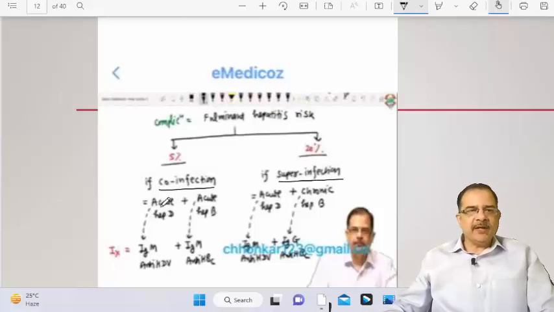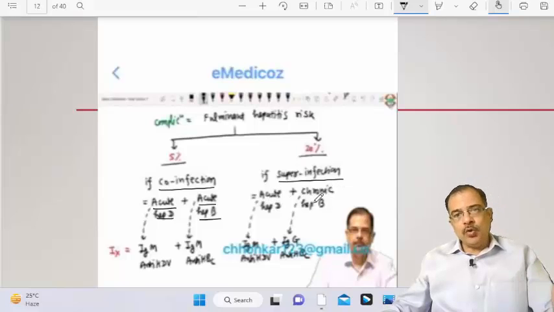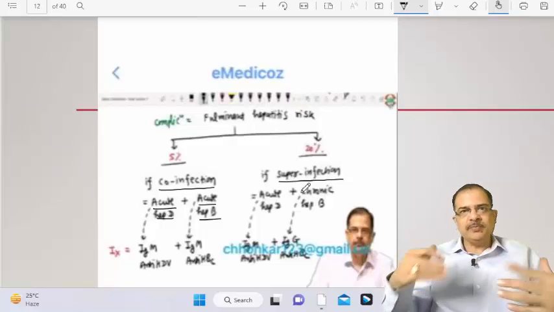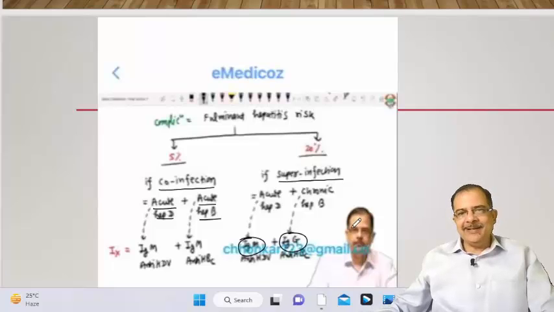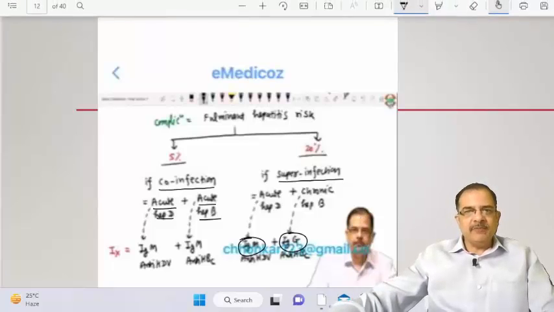Co-infection is acute hepatitis D with acute hepatitis B. So we have to convert the acute word into IgM antibody. For hepatitis D, anti-HDV. For hepatitis B, anti-HBC. For superinfection, acute hepatitis D along with the chronic hepatitis B. Chronic B was present there for a long time. So IgM anti-HDV will be there and IgG anti-HBC for hepatitis B infection will be there.